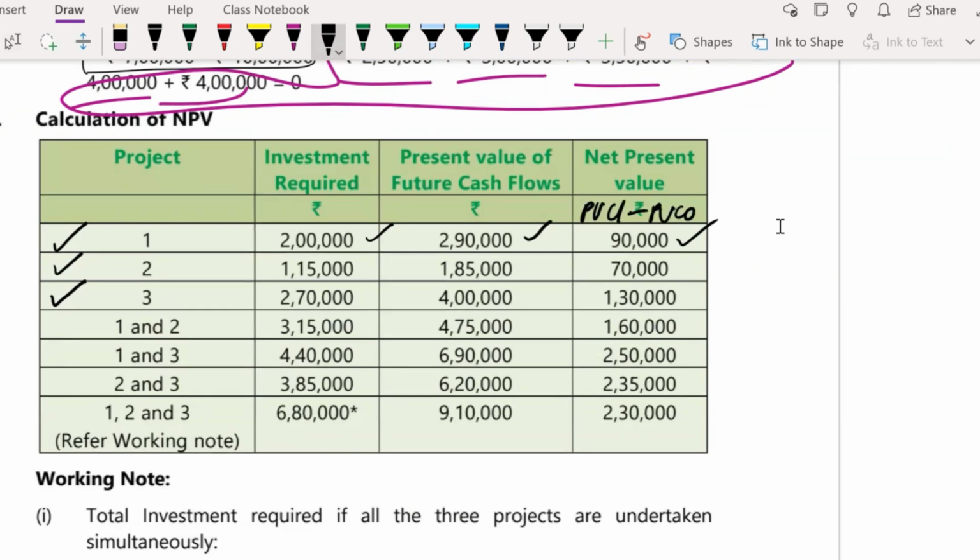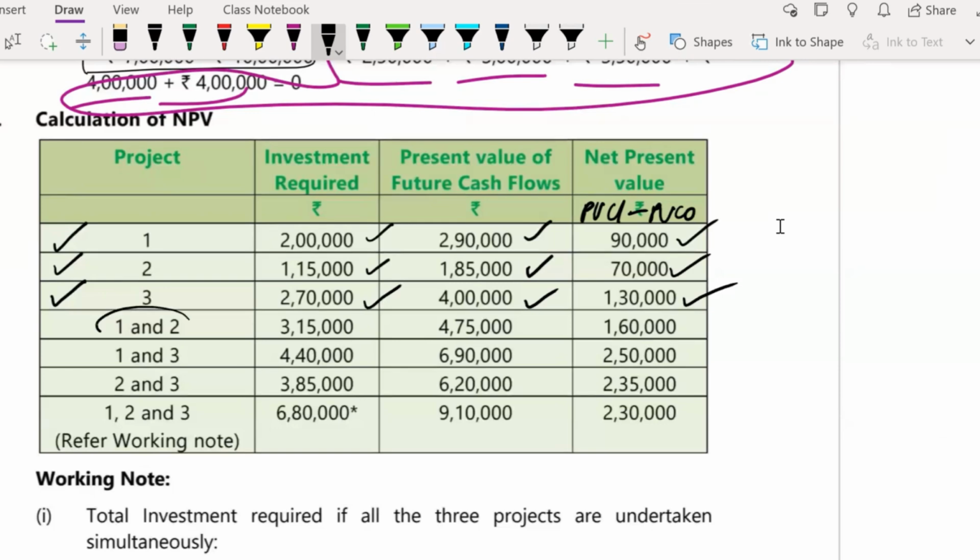Okay. If you undertake project 2 separately, the investment will be 1,15,000. Inflow will be 1,85,000. NPV will be 70,000. If you take project 3 alone separately, your investment will be 2,70,000. Cash inflow will be 4 lakh and your NPV will be 1,30,000.